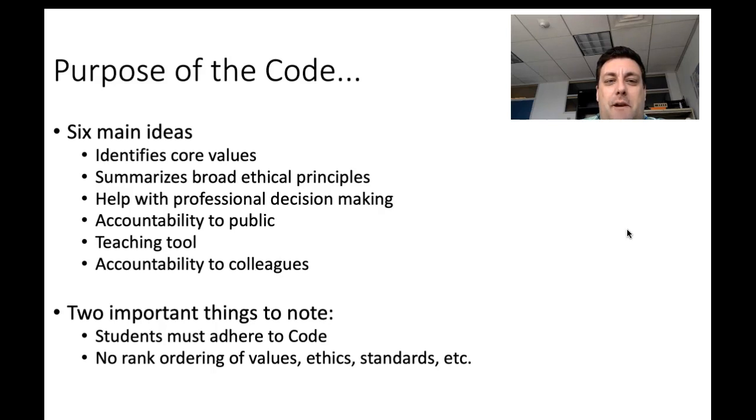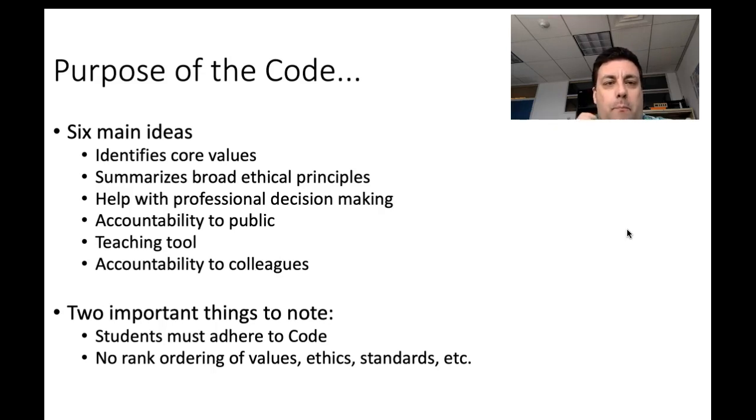The 6th purpose of the code really is a teaching tool. It's designed to help students become socialized into the profession. 2 important things to note in this section. One is that students are expected to adhere to the Code of Ethics. And we're unique among helping professionals in that we encourage students to identify as professional social workers, but then expect that they adhere to the same ethical standards that professional practicing social workers do.